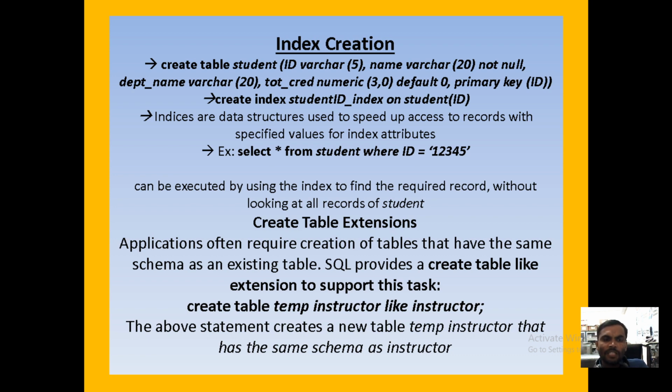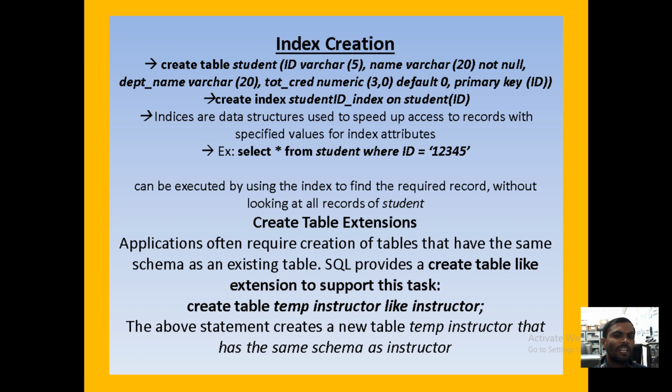Now, under the student table or student schema, we have the attributes ID, name, department name and total credits. Here we are defining a constraint for the name attribute: the NOT NULL constraint. Coming to department name, we are not defining any constraint. Coming to total credits, here we are using a default constraint, and we assign the default as 0.